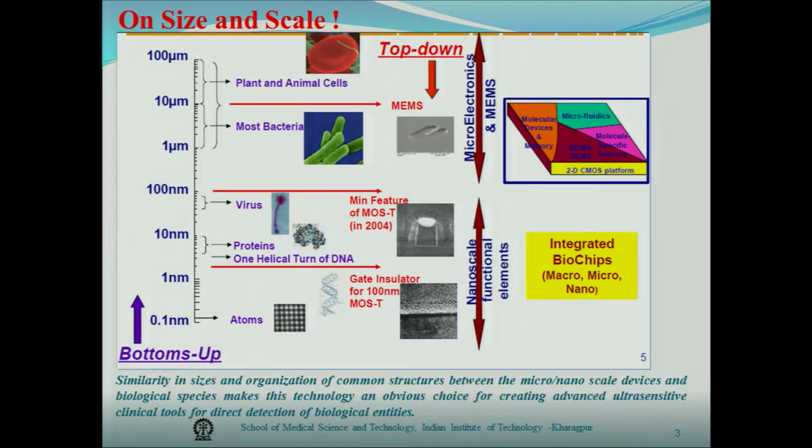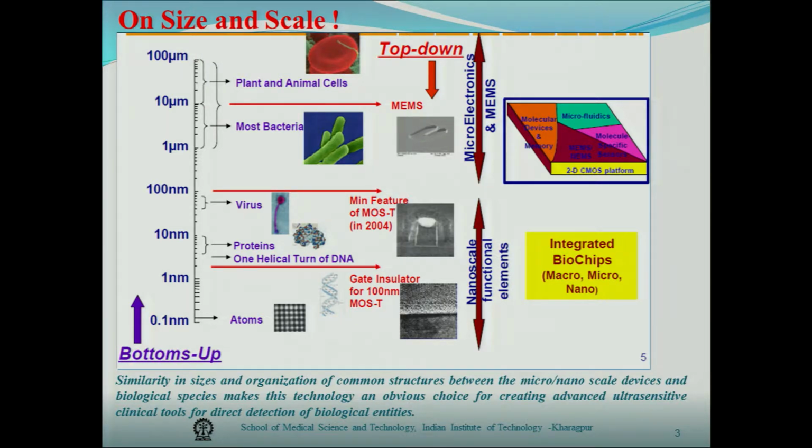Coming to the other side, what are the bio species, the dimensions? Here you have plant and animal cells within a few tens of microns. This is the RBC, the diameter of the RBC is about 8 to 10 micron. Bacteria will go mostly from 1 micron to the submicron, then you have a virus going to the nanometer dimension, proteins, DNA, it goes to the nanometer dimension, and which meets towards the atom, only a few angstrom.